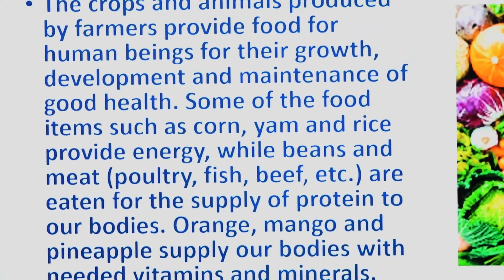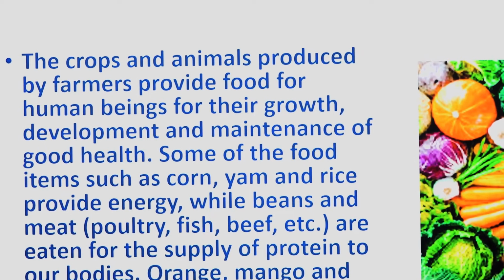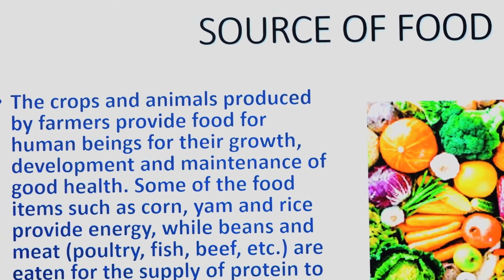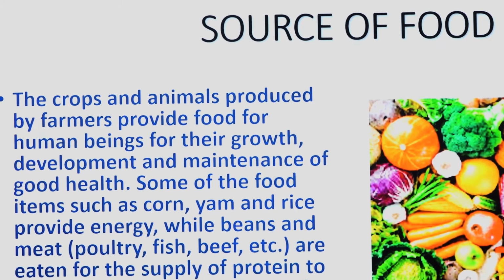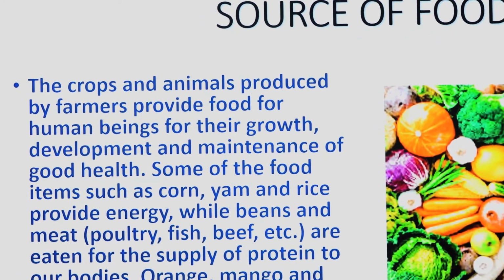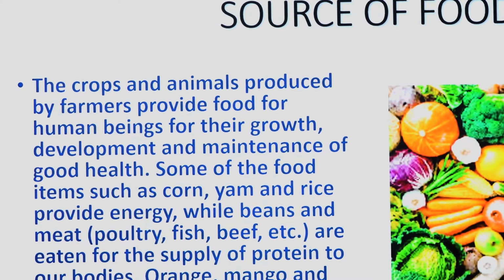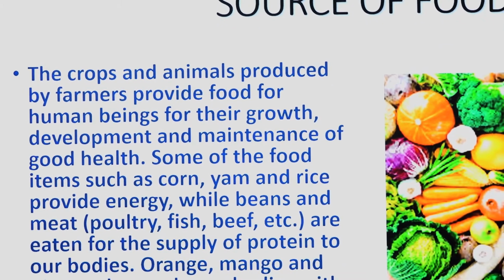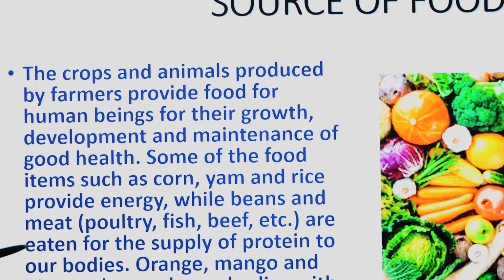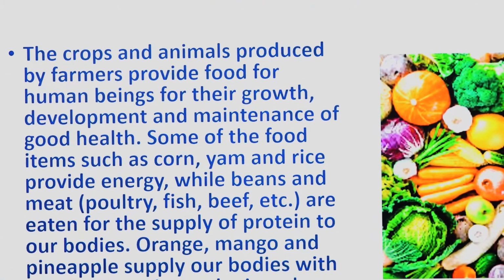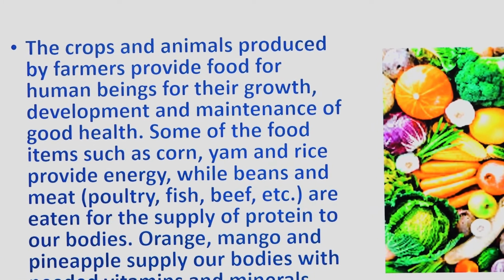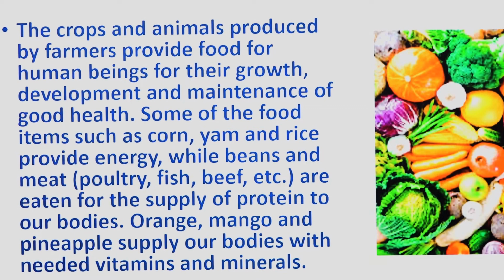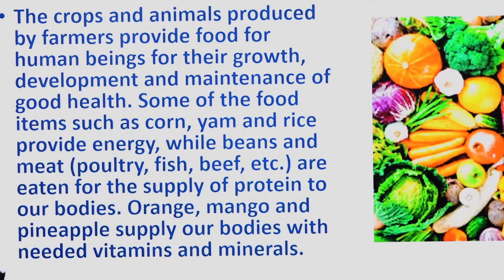The crops and animals that are being processed by farmers provide food for our growth. Without food, do you think you can grow well? It's not possible. So you need food for development and maintenance of what? Of good health. And these are gotten from where? Agriculture. Some of the food items like corn, yam, rice, maize provide energy. Even beans also provide, like poultry, and they are eaten for the supply of protein to our bodies.